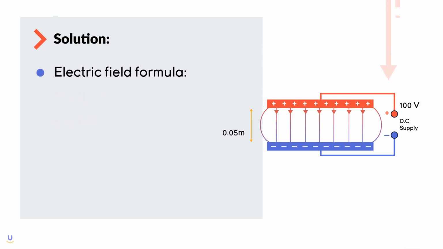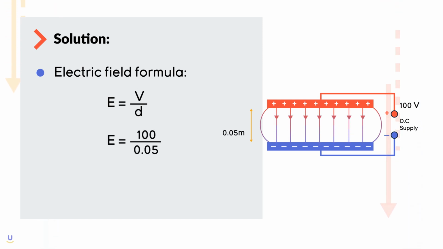So the electric field between two plates is found by using the formula E = V/d. We'll substitute our values in, and we get 100 over 0.05. And thus, our answer is E equals 2000 volts per meter.